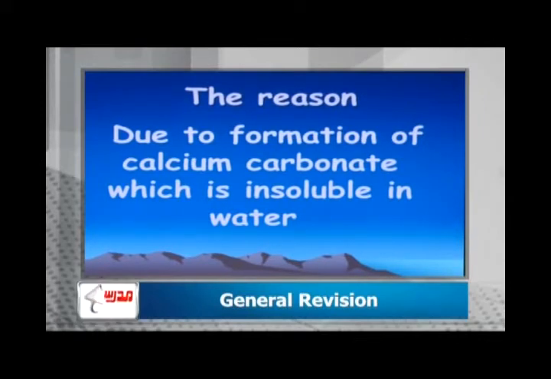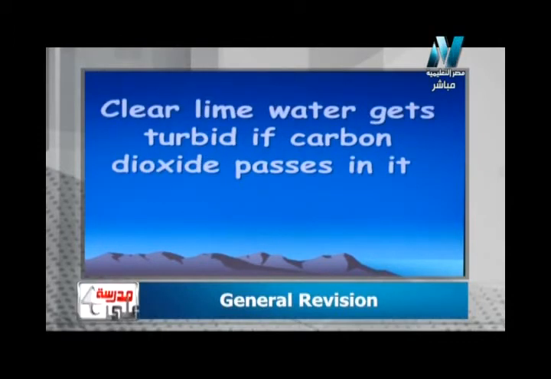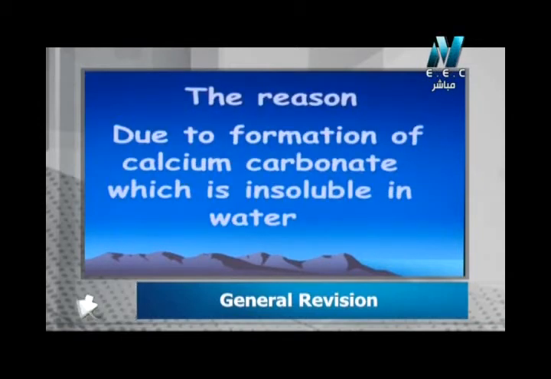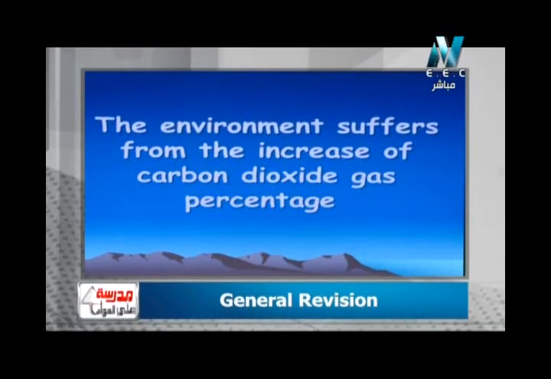طب ايه العلاقة بين التعكير ووجود الكالسيوم كربونات؟ المادة دي بتكون insoluble in water ما بتدوبش في المية، عشان كده بتعكر مية الجير which is insoluble in water. So again the question says that clear lime water gets turbid if carbon dioxide gas passes in it. The answer would be that due to the formation of calcium carbonate which is insoluble in water لأنه غير ذائب في المية.